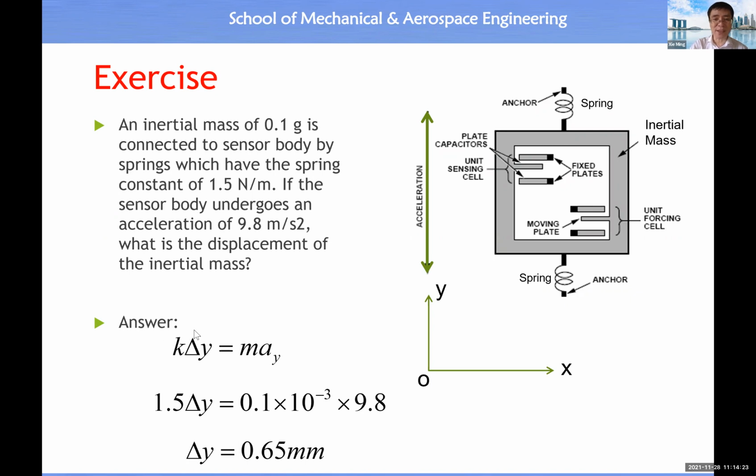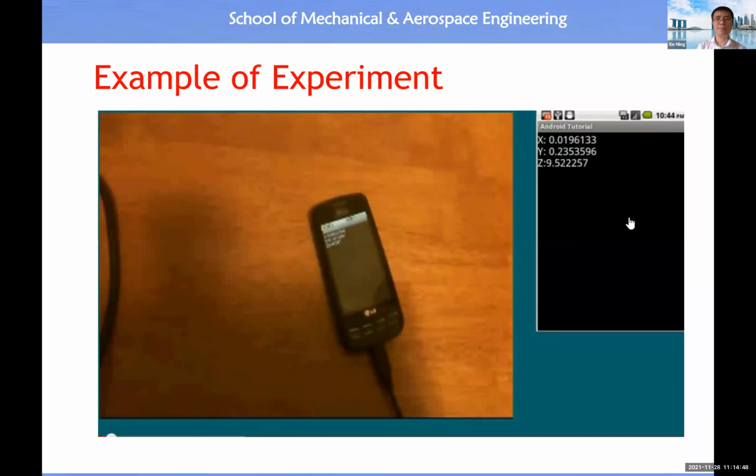Because this is a spring, assume displacement in the y direction is delta y, times spring constant, equal to the inertial force. Inertial force is equal to the mass times the acceleration. So once you have this equality, you put in the values, then you can calculate what should be the displacement of the inertial mass along the y-axis.